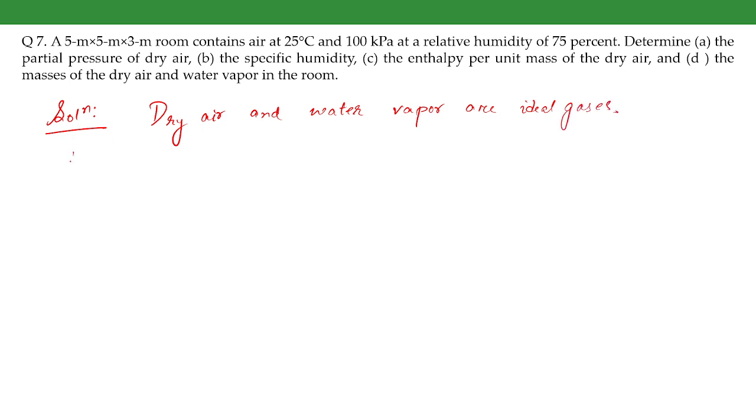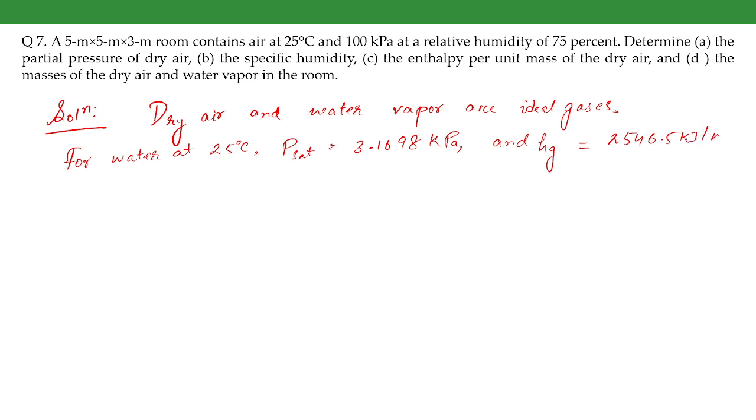Okay. Now for water at 25 degrees Celsius, the saturation pressure is 3.1698 kPa, and the enthalpy of the vapor phase at the saturation temperature of 25 degrees Celsius is 2546.5 kilojoule per kg.